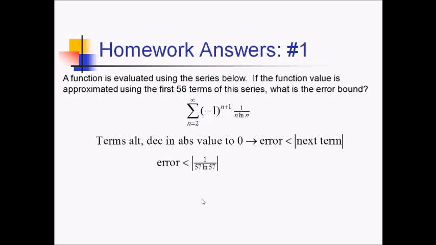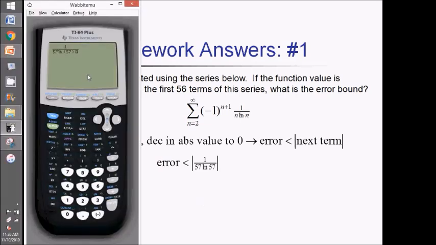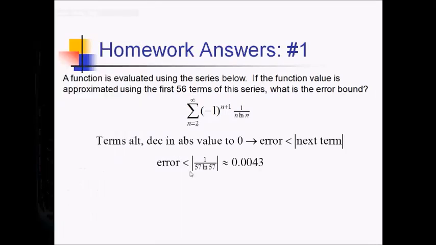Let's just put this on the calculator now. So plugging that in gives us about 0.0043. And if we need to be accurate to 3 decimals, we're going to round up because this is an upper bound on error. So we'll call this less than 0.005.